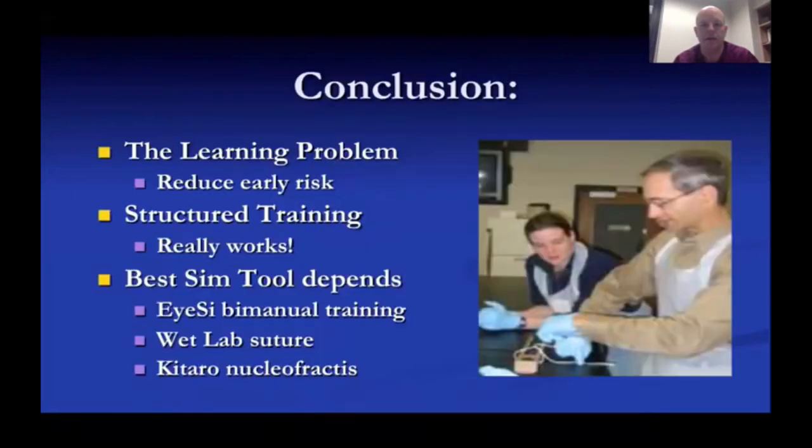So again, to conclude, early risk is the problem. So structured training is what really works. The best simulation tool will depend on what you're trying to teach. We use the virtual reality simulator a lot to practice bimanual training, working under a microscope, working with foot pedals. Wet lab suturing is a great thing to do. So just suturing just helps spend time under the scope. Again, the artificial eyes we found have been more helpful for teaching phaco, but animal eyes still have a role in teaching residents.